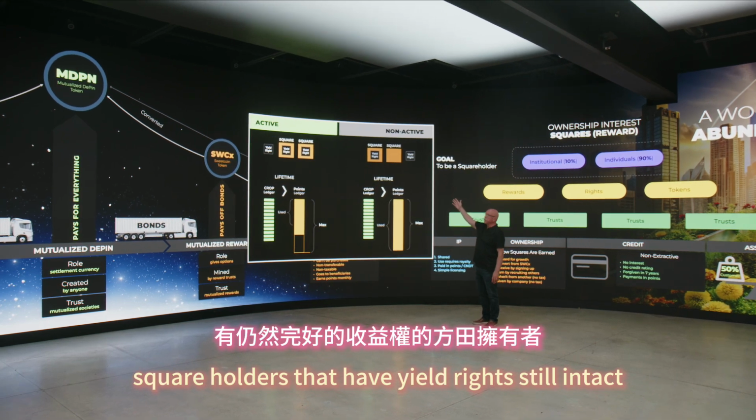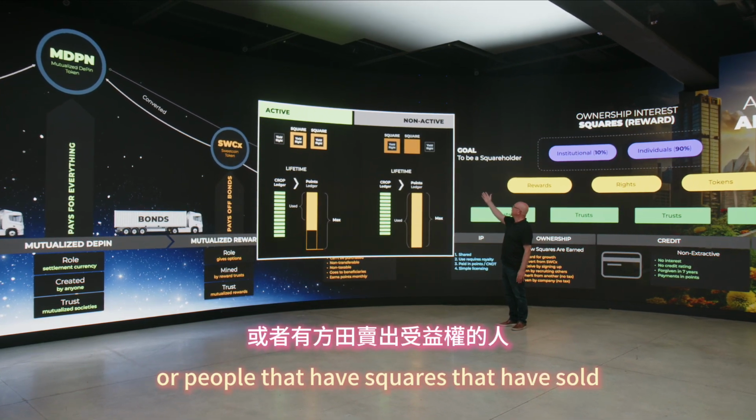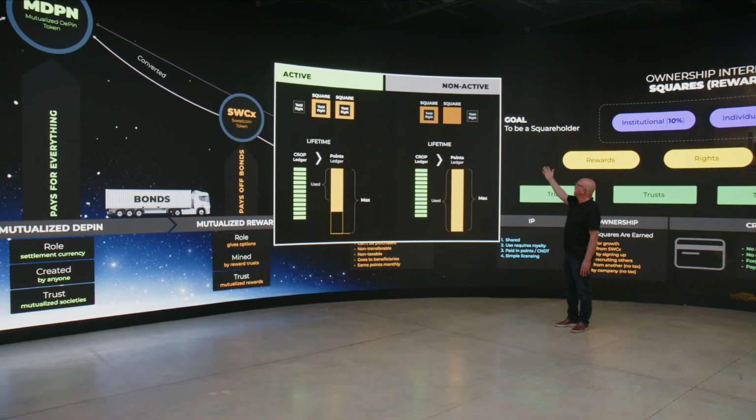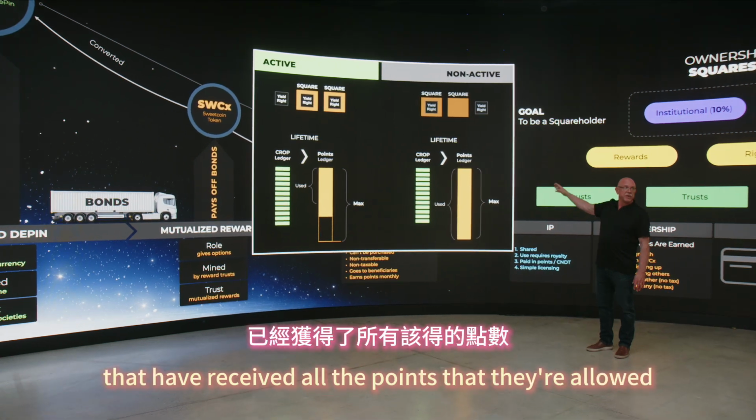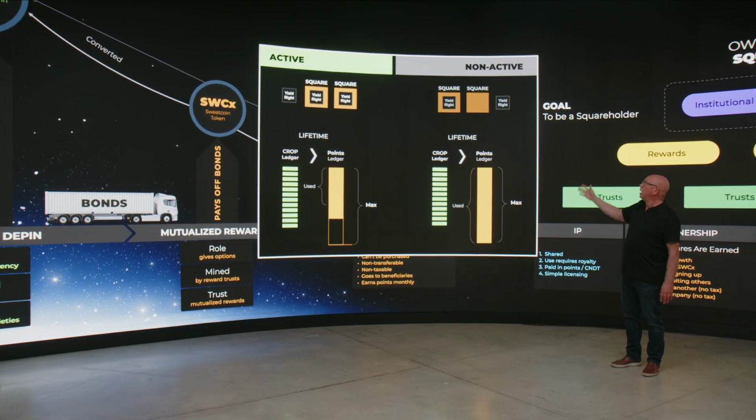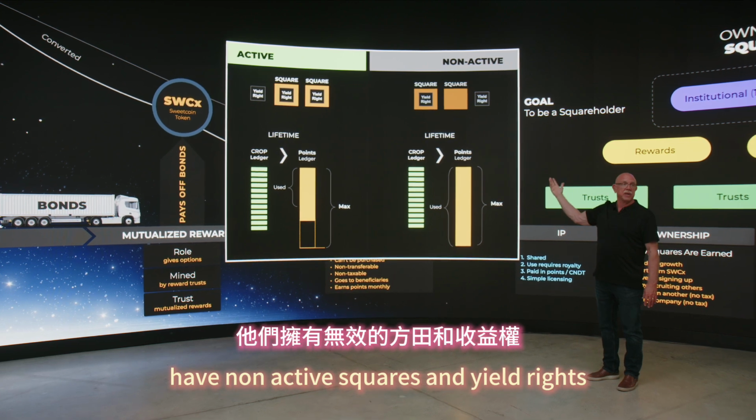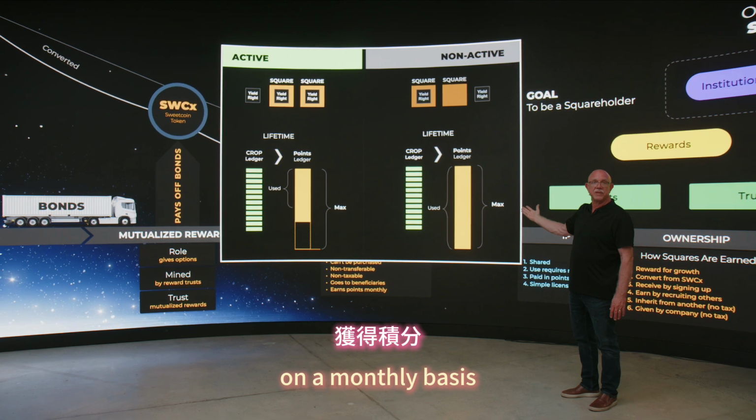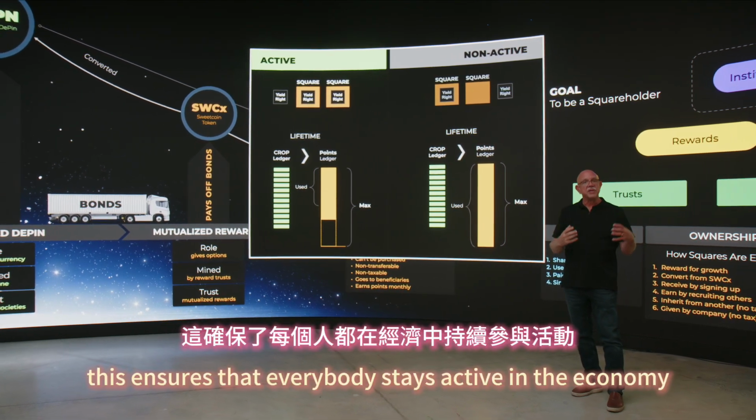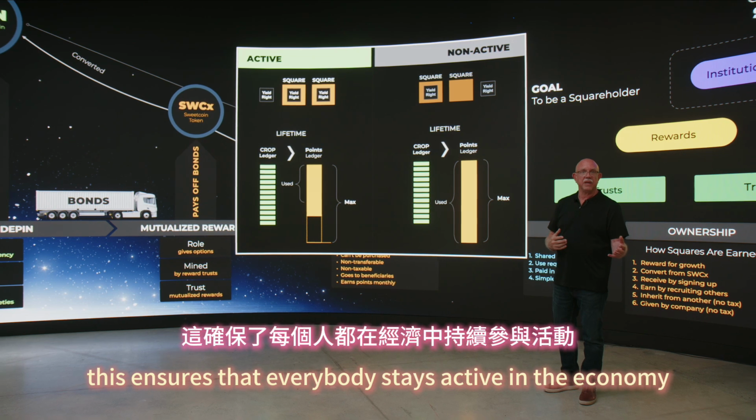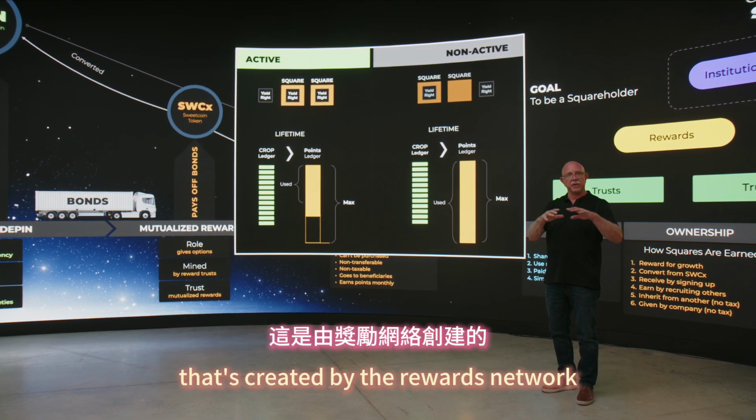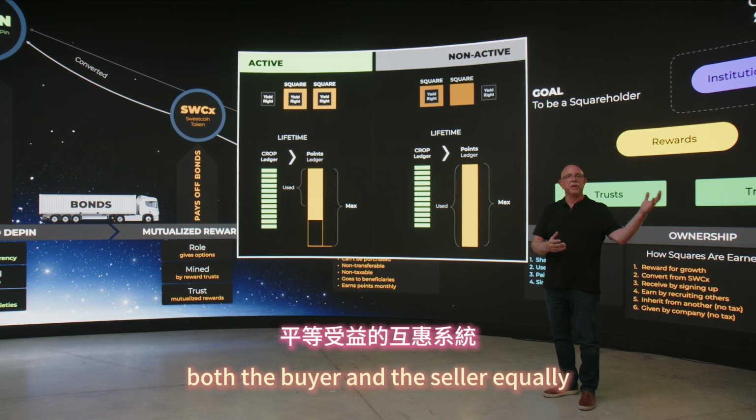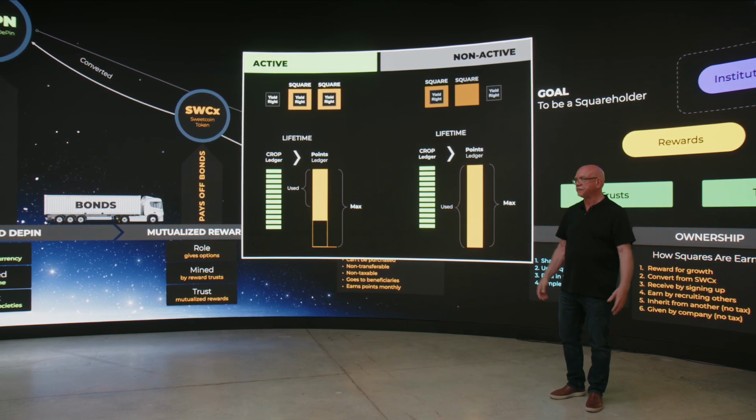Square holders that have yield rights still intact, or people that have squares that have sold their yield rights or transferred or gifted them to somebody else, or people that have yield rights that have received all the points they're allowed, have non-active squares and yield rights. These parties do not continue to receive points on a monthly basis. This ensures that everybody stays active in the economy that's created by the rewards network, which is a mutualized system designed to benefit both the buyer and the seller equally.